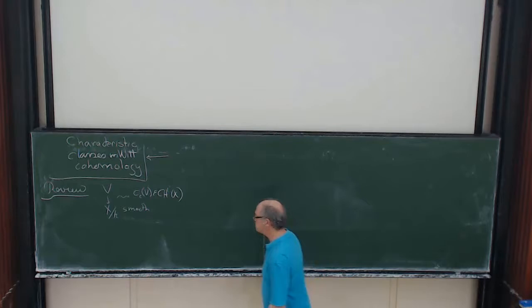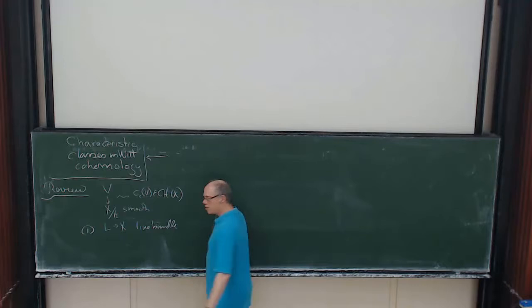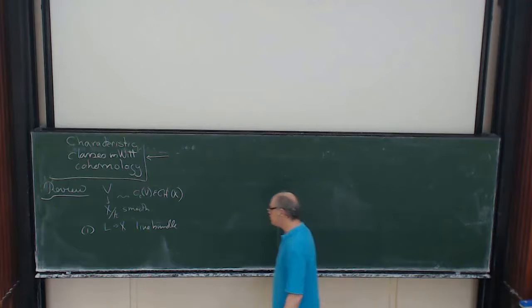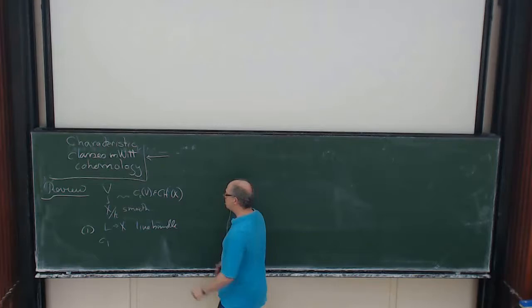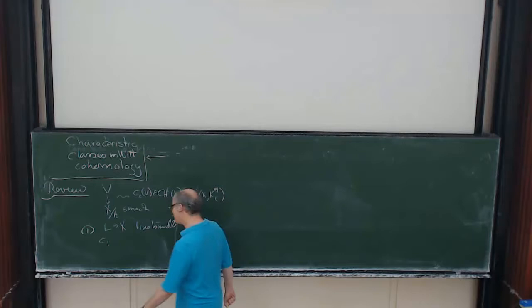You first do it for line bundles. For a line bundle, we've already seen how to do this. You just do this Euler class construction for the line bundle. So the Chow groups, remember this is the simple theory, have pullbacks and push forwards. You don't have to worry about orientations or anything. Life is easy.